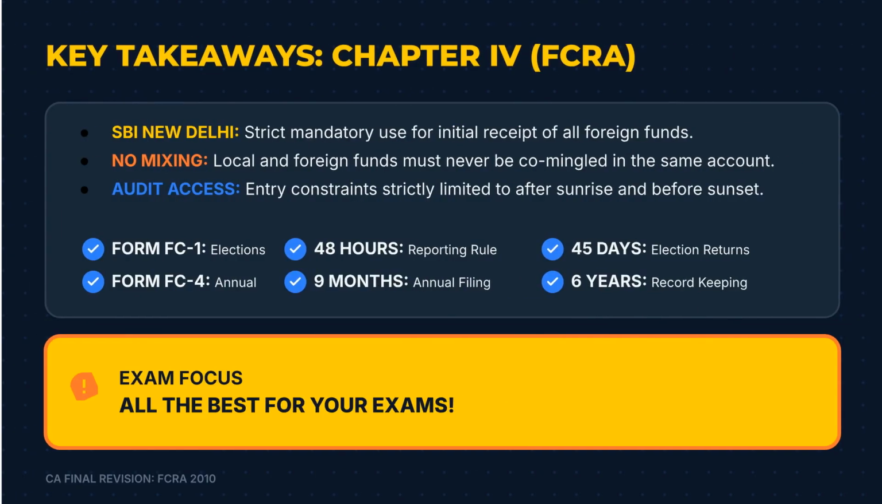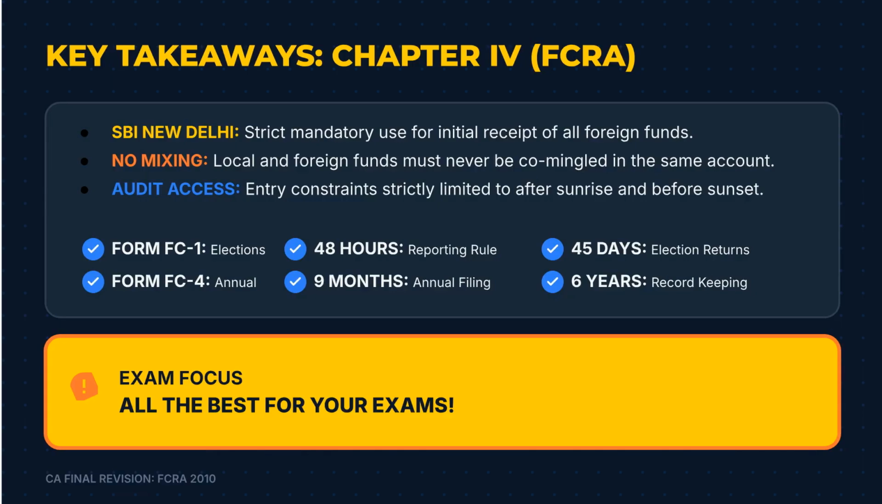Let us conclude with the most important revision points from Chapter 4. Every foreign contribution must first enter through the designated SBI New Delhi FCRA account. Foreign and domestic funds must never be mixed. Banks have a strict 48-hour reporting obligation. Annual returns must be filed in Form FC4 within 9 months of the close of the financial year. Records must be preserved for 6 years. Election candidates must file Form FC1 within 45 days of nomination, and audits may involve authorized entry only after sunrise and before sunset.